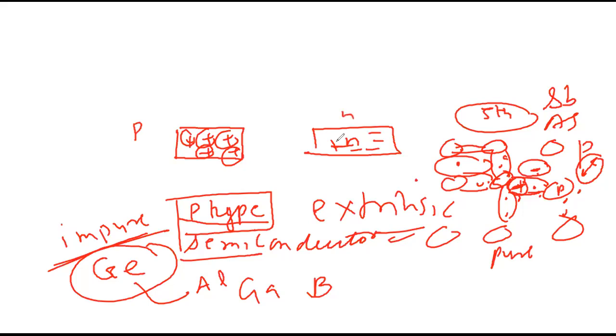P means doped with impurity from the third group, has excess positive holes. N means doped from the fifth group, has majority carrier negative electrons. So when P-type semiconductor and N-type semiconductor are joined together, then this boundary is called a PN junction.